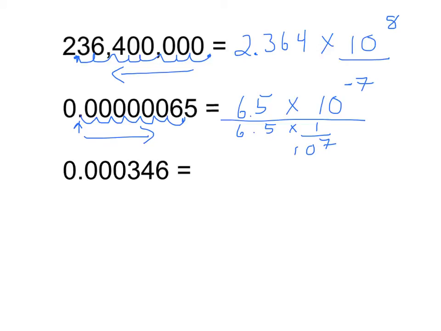And the last example, where do we want the decimal? Right here after the 3, so it's going to be 3.46 times 10. And how many places do we move the decimal? We start here, we move it 1, 2, 3, 4 places. We're moving the decimal to the right. It's going to be negative, which makes sense because this is a really small number.